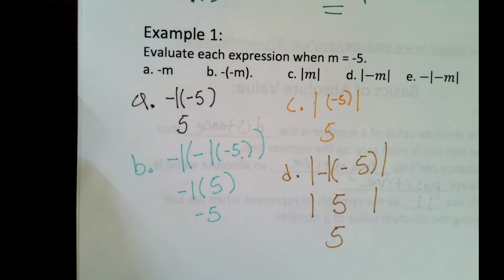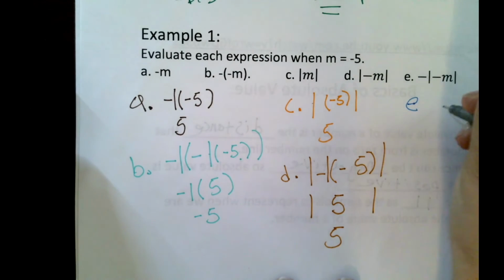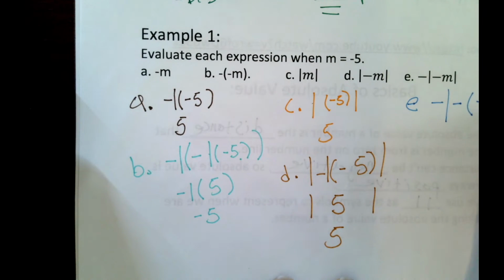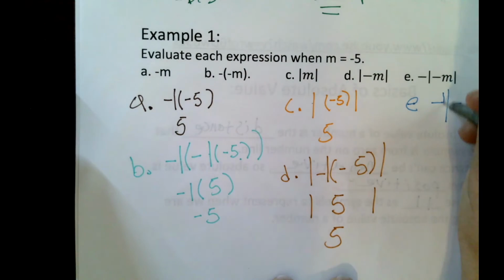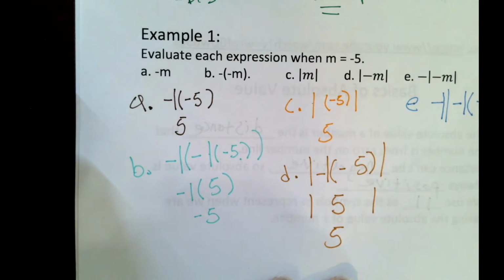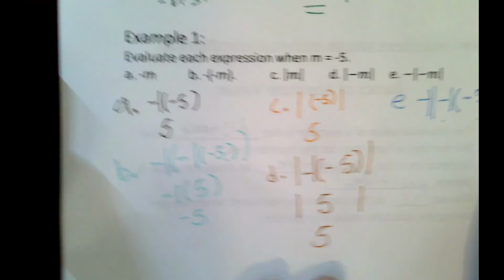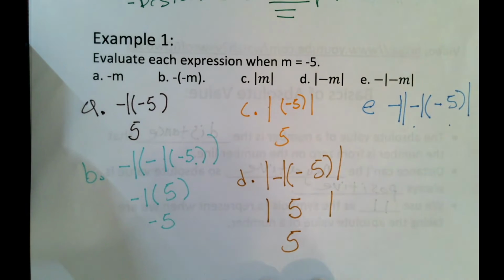And let's do our last one. So we have a negative, so this is E, a negative absolute value of a negative 5. Okay. Remember, this is just a 1. This is just a 1. So negative 1 times negative 5. Oops, sorry. That way you can see it. Negative 1 times the absolute value of negative 1 times negative 5.